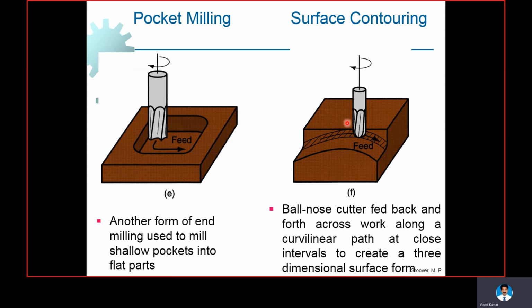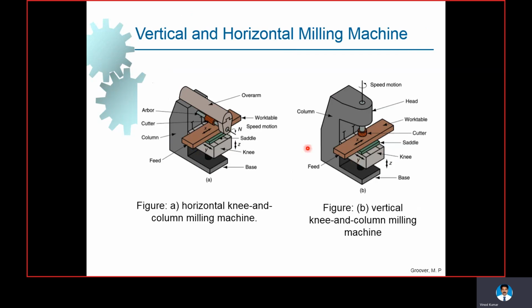Surface contouring process: the ball nose cutter is fed back and forth across the work along a curvilinear path at close intervals to create a three-dimensional surface. Now, vertical and horizontal milling machines, you can see here, this milling machine is for peripheral milling, and this is for face milling operation.